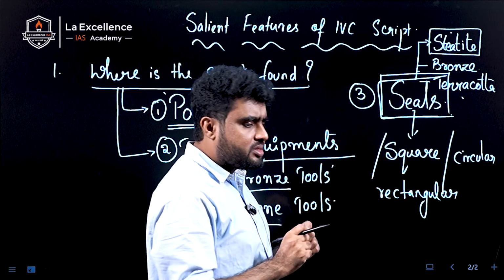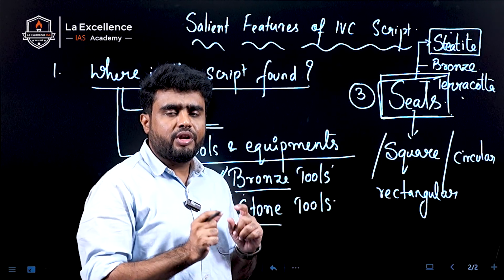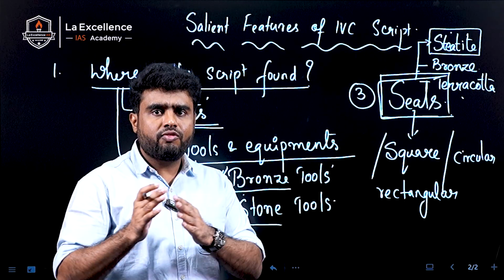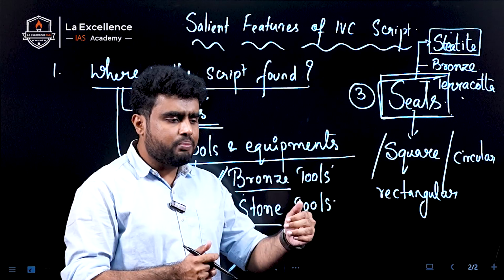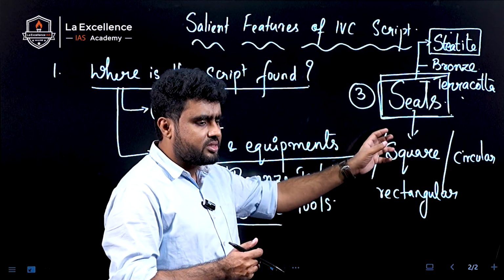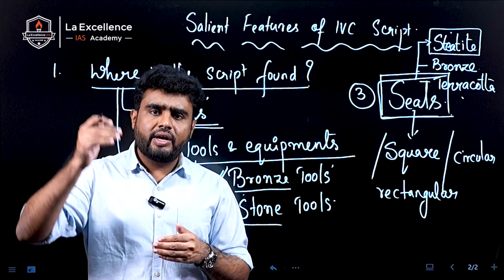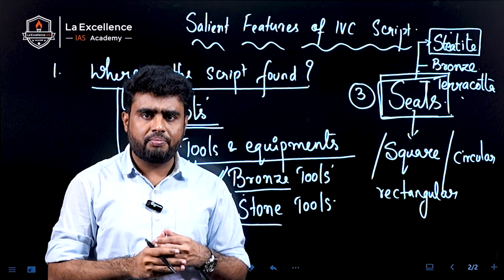For what purpose did the IVC people use the seals? The IVC people utilized the seals in trade and commerce primarily and for religious beliefs in secondary preference. The primary reason for manufacturing seals was that the Indus Valley Civilization exported goods to very far distances up to Mesopotamia.